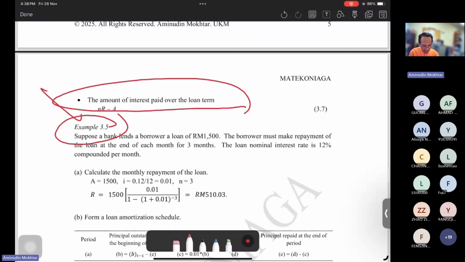Please refer to example 3.5. Suppose a bank lends a borrower a loan of 1,500. The borrower must make repayment of the loan at the end of each month for 3 months. This loan is valid only for 3 months.